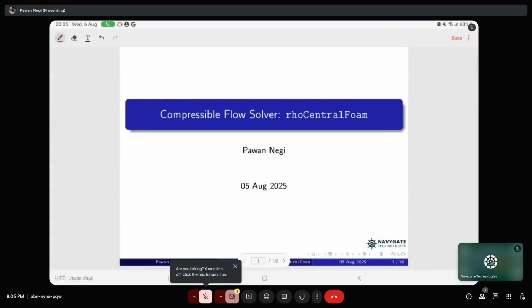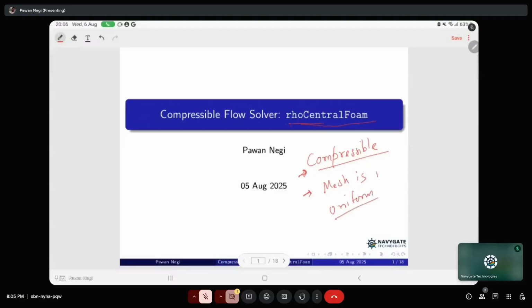In this lecture, we are going to talk about a compressible flow solver which is called rhoCentralFoam. This particular solver can solve a compressible flow, and it requires that the mesh is uniform or there is no abrupt change of mesh resolution as we see in meshes which are generated using snappyHexMesh.